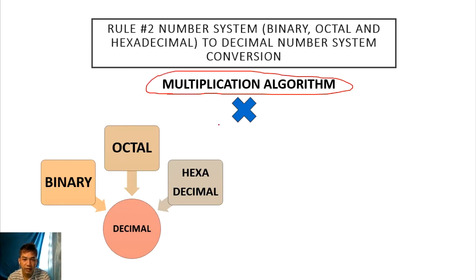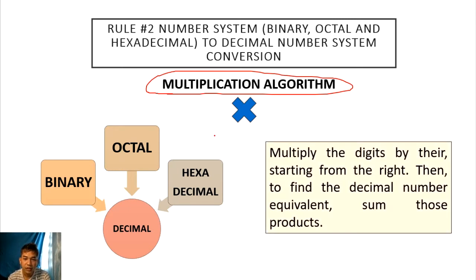So yun nga, sa mathematics, as we can remember, the reverse operation of division is multiplication and vice versa. So since reverse ang gagawin natin ngayon, we will be using multiplication algorithm. So ano ba yung sa multiplication algorithm? So you just have to multiply the digits by their, starting from the right.